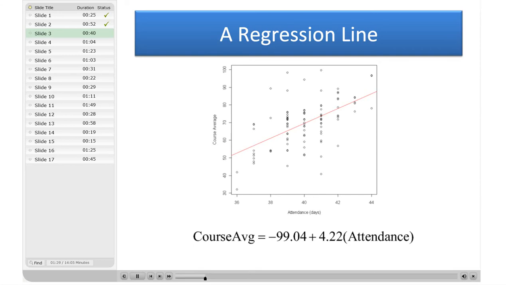And this brings in the concept of a regression line. So the regression line is just the line that fits that data set as well as possible. It's the line that in some sense minimizes all the distances from the points to the line. And you can see here that we did find that line. We can use a computer to find that line for us, and the computer can actually tell us the equation for the line. So here it says course average is negative 99.04 plus 4.22 times attendance.